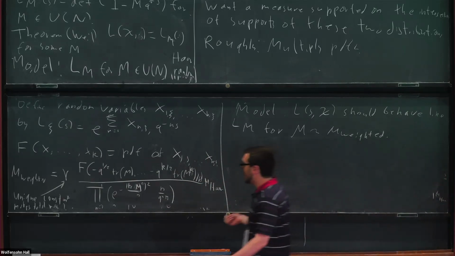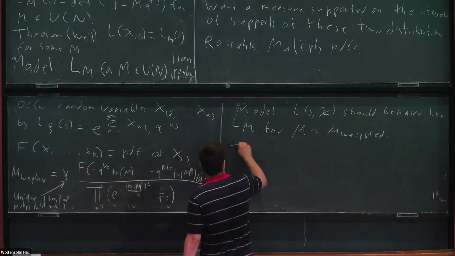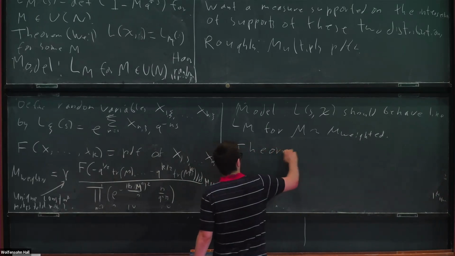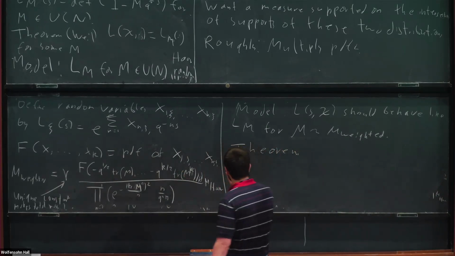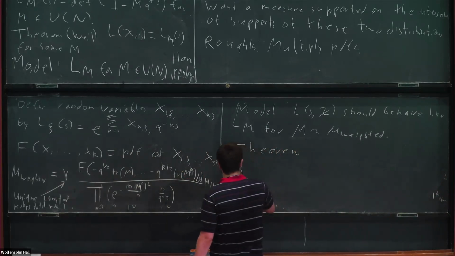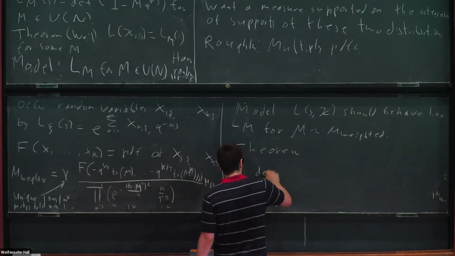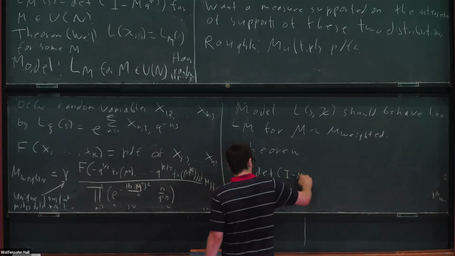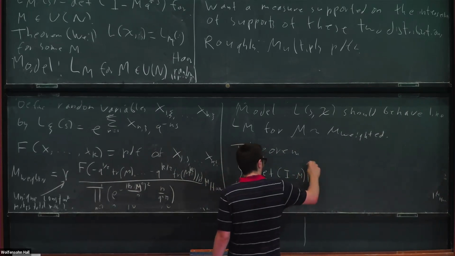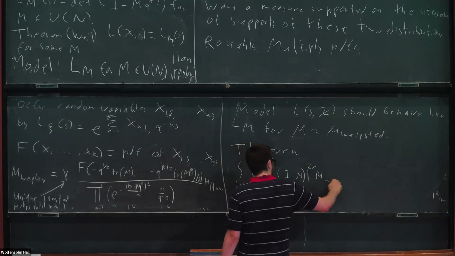Okay, and so let me state the main theorem of this. If I look for what the prediction for the moment should be from this model, that's the integral over U(N) of the determinant of I minus m, absolute value to the 2r, against mu weighted.